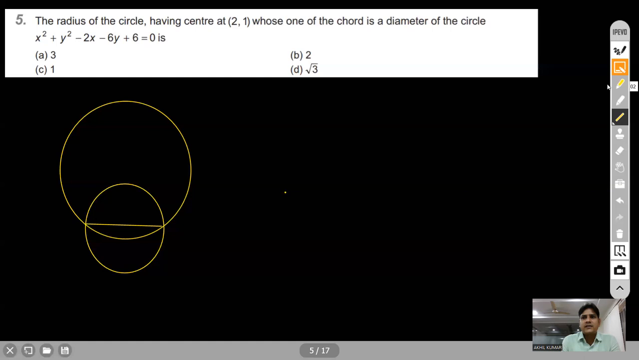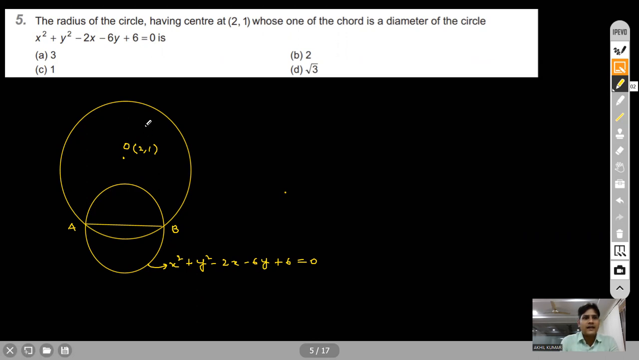So it is saying the radius of the circle having center at 2,1. So I am taking this center as O, suppose, and the coordinates of this O is 2,1. Whose one of the chords, like this AB, is the chord of this circle. So this AB is now behaving as the diameter of the smaller circle, and its equation is given by x square plus y square minus 2x minus 6y plus 6 equals to 0.